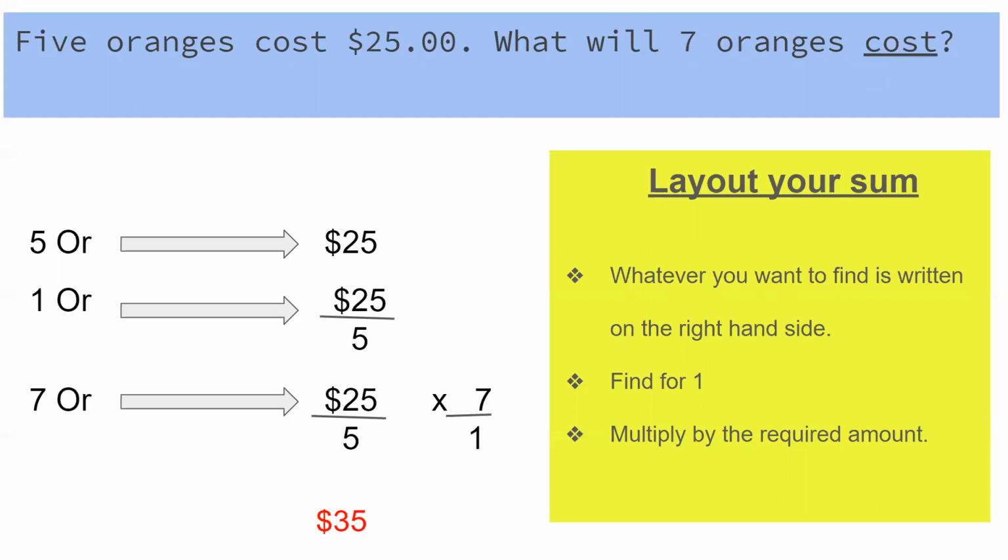So whatever you want to find is written on the right-hand side. That's for our first line. After, we find for 1. And finally, we multiply by the required amount.